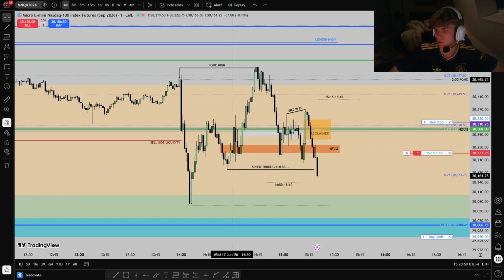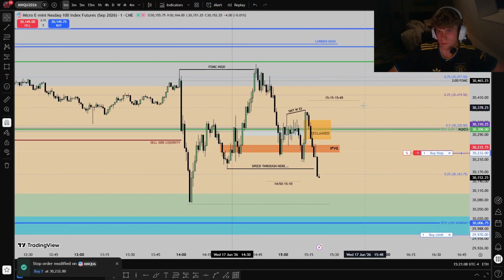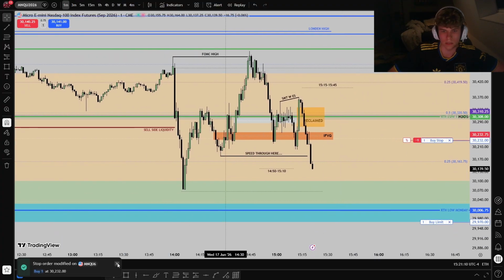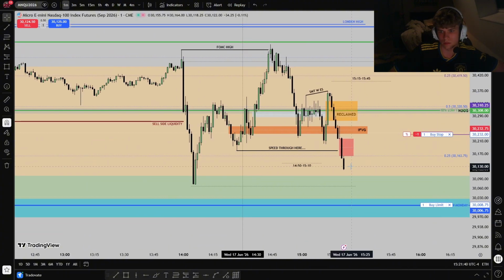ES taking down a new low. I'm going to make my stop real tight. So I have a break even right here. I'm moving my stop because it has taken down an obvious level for me. I don't want to see it trade above this CE here.